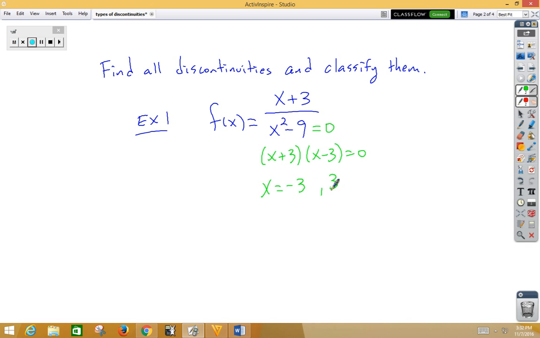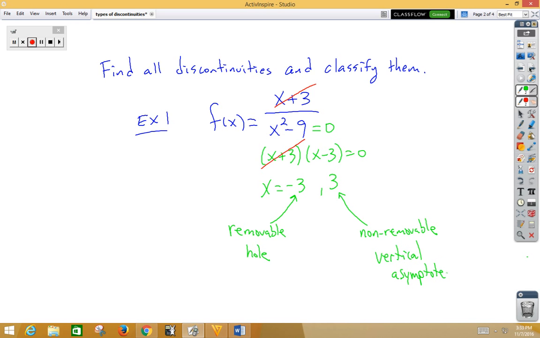We would now like to classify what types of discontinuities they are. Well, if you notice, the top also has an x + 3, which means we could remove that discontinuity. So if we have a removable discontinuity, that means there's a hole in the graph. Now, the other portion that was a 0 on the bottom is a non-removable discontinuity, and that would imply a vertical asymptote for our graph.